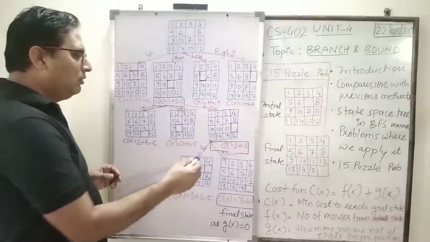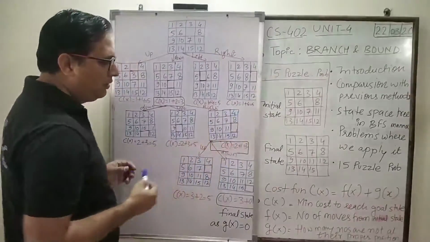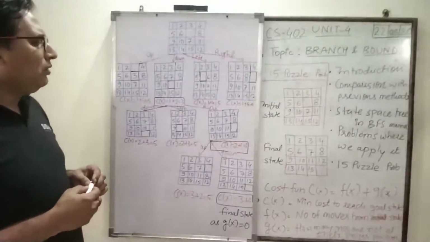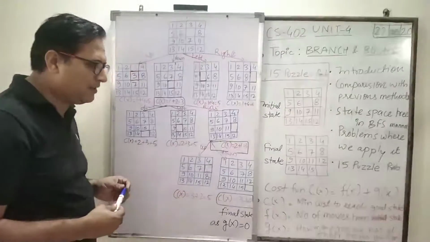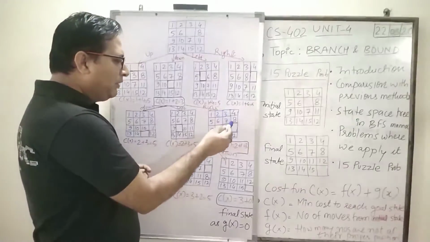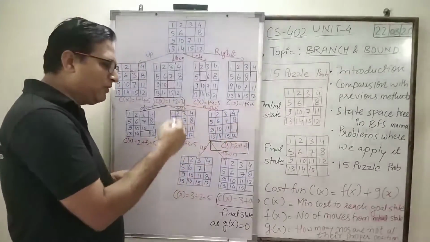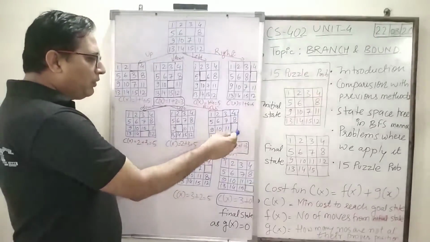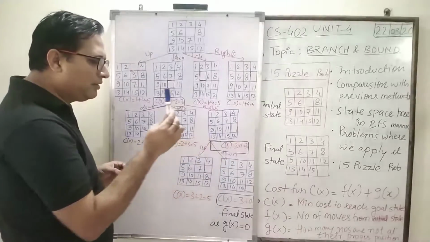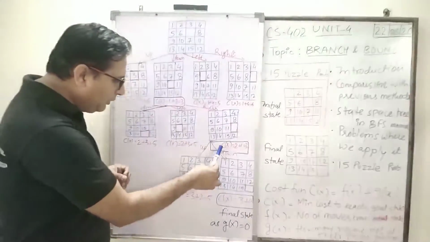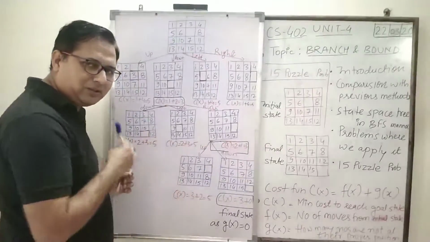Now, as it is the rightmost box, we are having only two choices left. As we are coming from the right movement, we will not go left, otherwise we will reach the previous position. Further right movement is not possible, so we will have only up and down movements. So again we will do the same thing and calculate the cost.